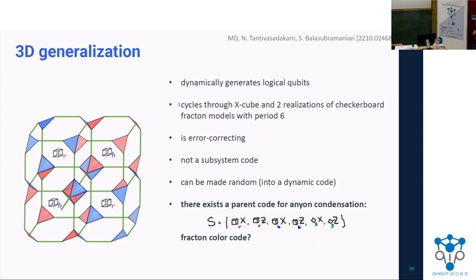So the properties of the three-dimensional code are similar to those of the two-dimensional code. It can also be made random. And moreover, we find a parent code which is a fractal type 1 code, and we can condense lineons and planons within this code in order to generate our code. And this is probably a not yet studied fractal version of the color code.